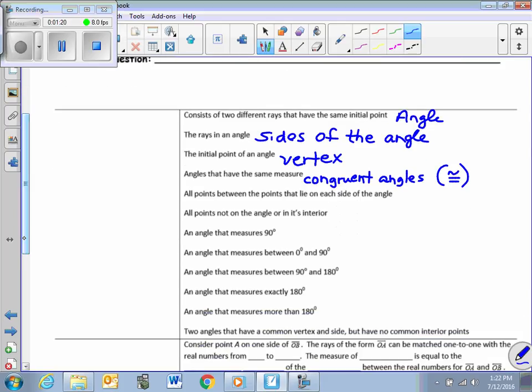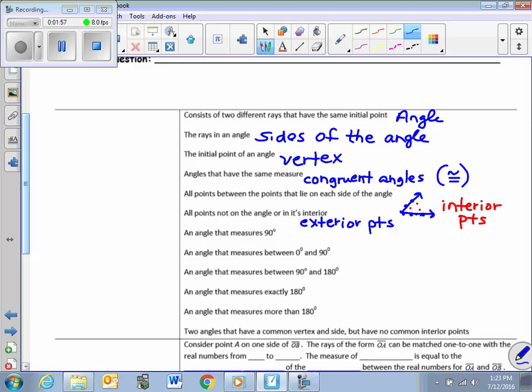What are all points between the points that lie on each side of the angle? Well, let's look at an angle here. All the points that lie on each side would be all the points on each of these rays. The points that lie between those would be the interior. All those points are interior to the angle. All points not on the angle or on its interior, obviously, would be exterior points.